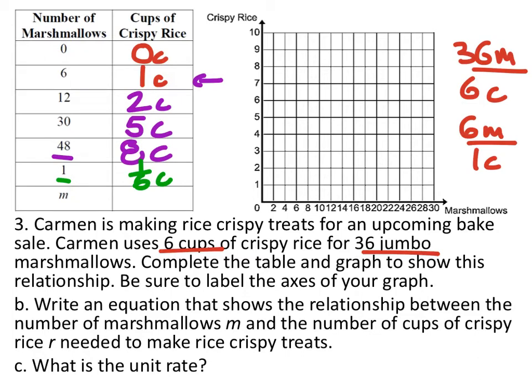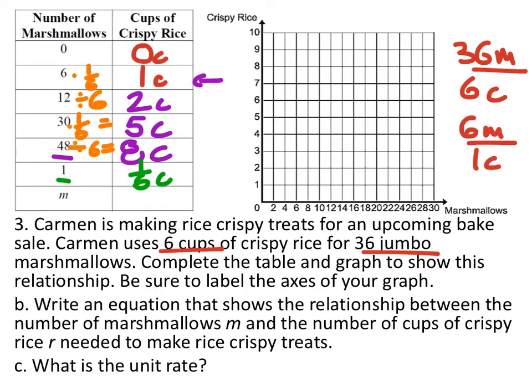So marshmallows, what are you going to do to the marshmallows in order to figure out how many cups of crispy rice? Well, it shows through each of these, right? You'd say 6, and I'd say multiplied by 1/6. Some of you guys would say, well, divide it by 6, and it works. Okay, but it's going to show up the same way. You can multiply by 1/6, or you can divide by 6 to get these.